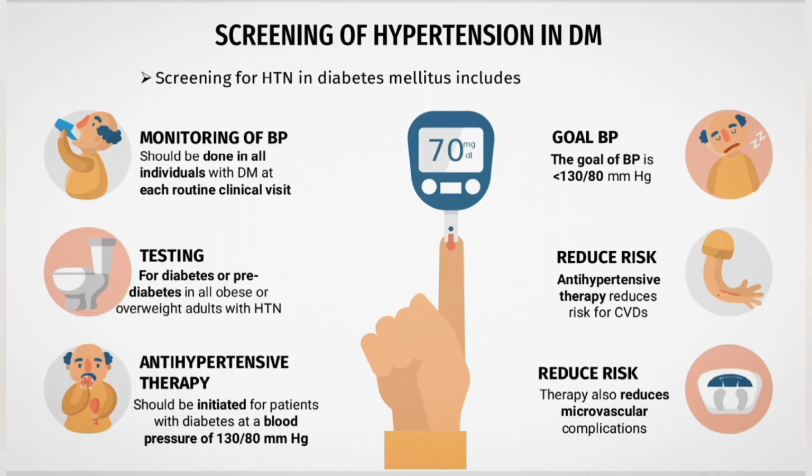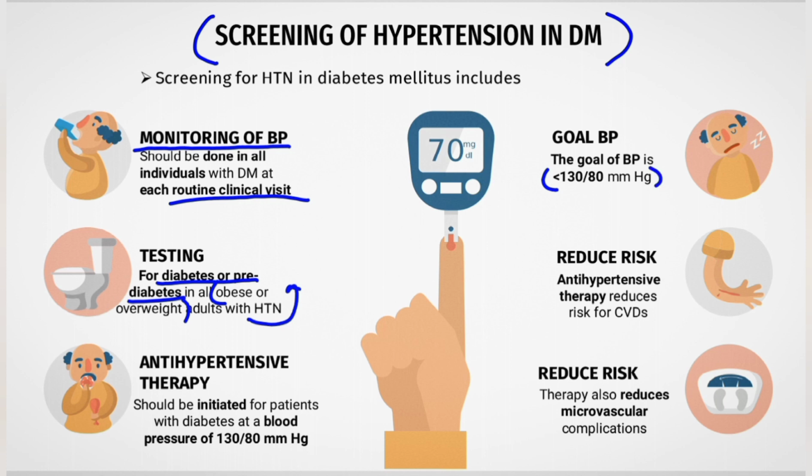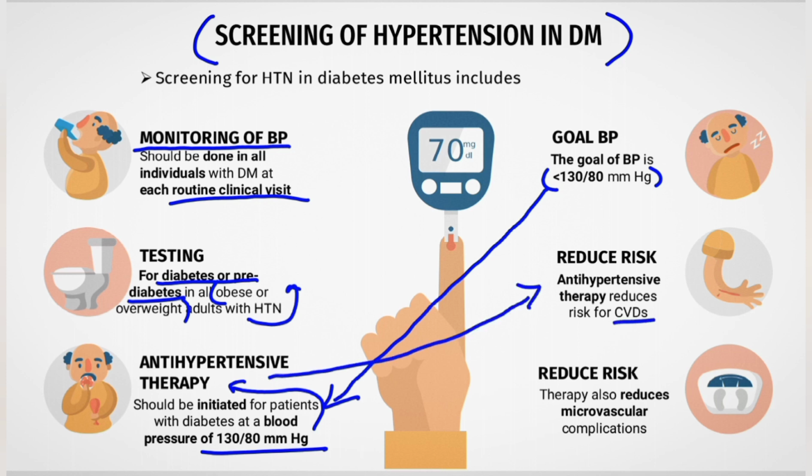Now let's discuss the screening of hypertension in diabetes mellitus. Whenever any patient with diabetes comes to us, we should always consider monitoring blood pressure at each routine clinical visit. If any person with diabetes or pre-diabetes who is obese or overweight comes to us, we should always test such a person for hypertension by recording BP. The goal BP in such a person should be less than 130 by 80 mmHg, and if blood pressure goes beyond 130 by 80 mmHg, we should immediately consider initiating antihypertensive therapy, which will reduce the risk of cardiovascular diseases and also the risk of microvascular complications.